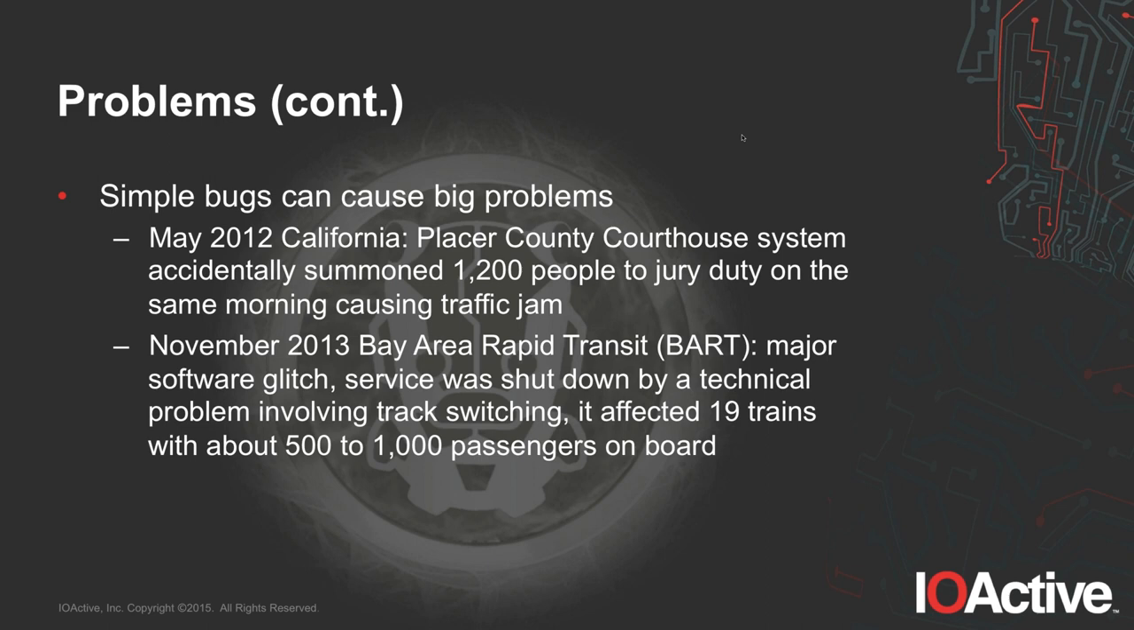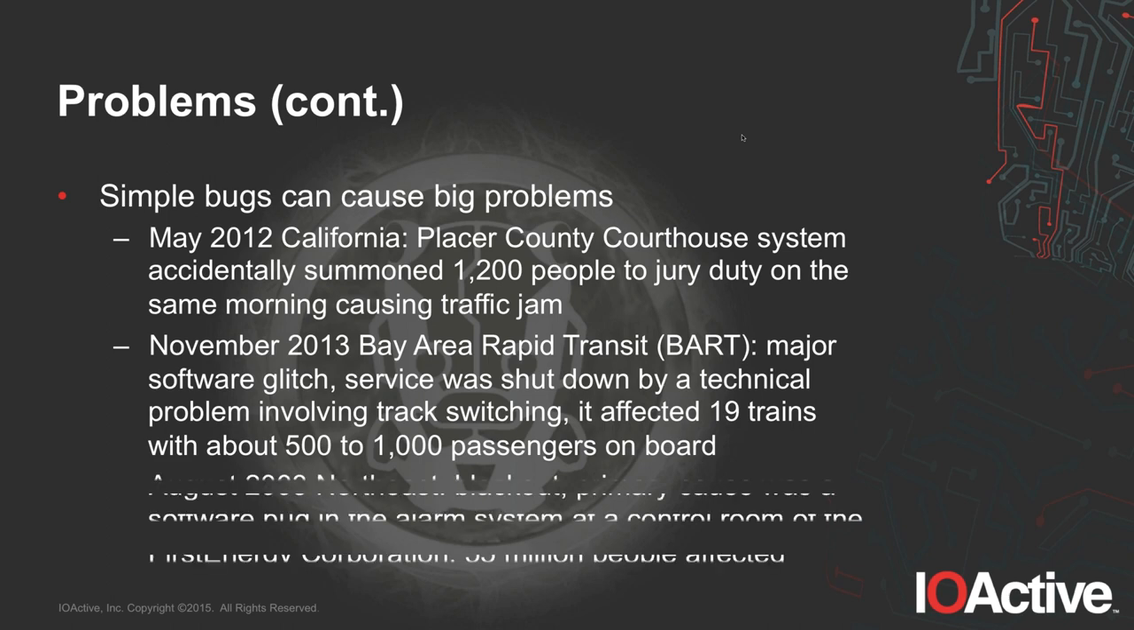Then we have another example in 2013 in the Bay Area Rapid Transit. There was a software problem that caused trains to be shut down, with almost 1,000 passengers on board, and they were shut down for, I think, 2 hours or so. I don't remember exactly. But you can see that a small bug, a software problem, trapped people in trains for hours.